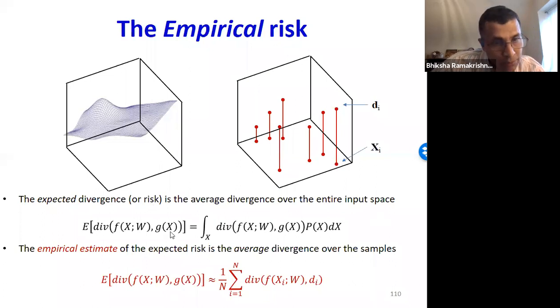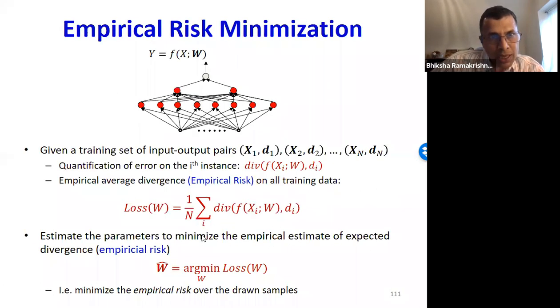In practice, you cannot compute the risk. So we're going to compute an empirical estimate of the expected risk, which is the average divergence. This is your empirical risk. And so our actual objective that we will minimize is going to be the empirical risk. What we will perform is empirical risk minimization.